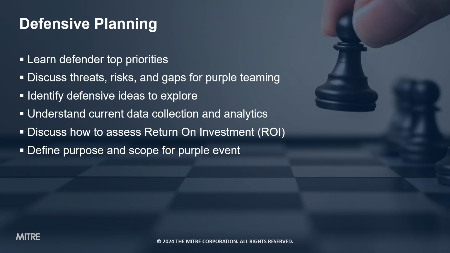Once you're approved, talk to the defensive team to understand their prioritized threats, risks, and gaps. Discuss ideas they have to close those gaps, and brainstorm how you could use purple teaming to explore those ideas. Figure out their current data collection and analytics status so you can identify any gaps that you'll need to fill to enable the purple teaming.